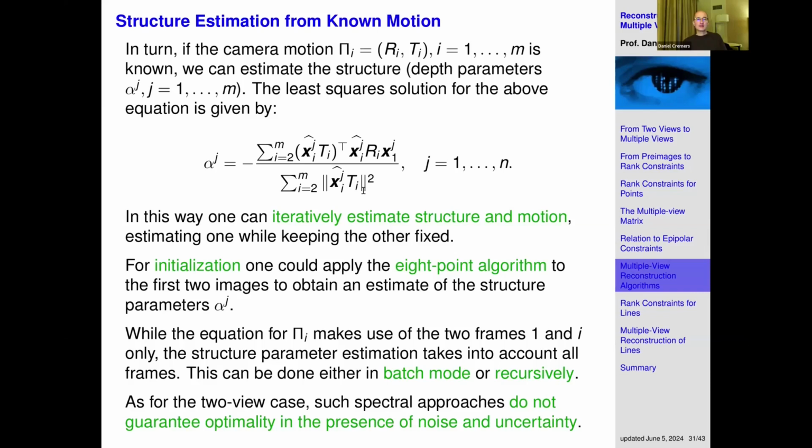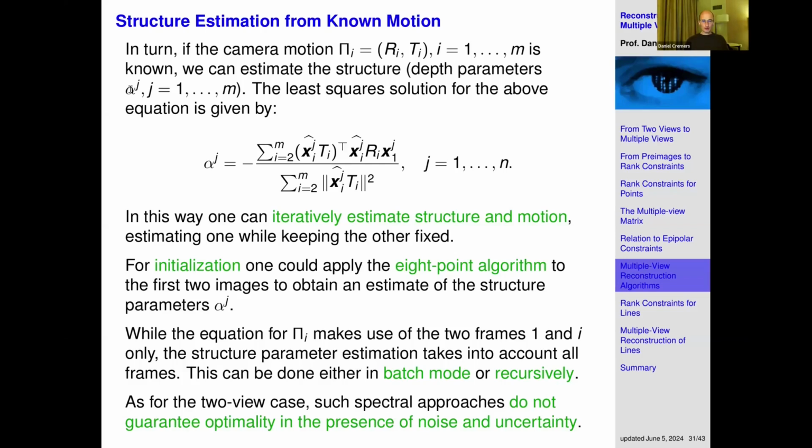And so that gives us a way to iteratively estimate structure and motion. We can say if we know the structure, the alpha parameters, then we can use an SVD to compute the camera motions. And if we know the camera motions, we can compute the structure. And one way to mimic the 8-point algorithm would be to alternatingly solve for both. And then the question is, if you iteratively solve here, how would you initialize?